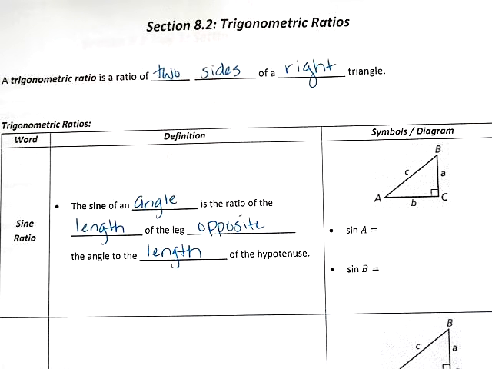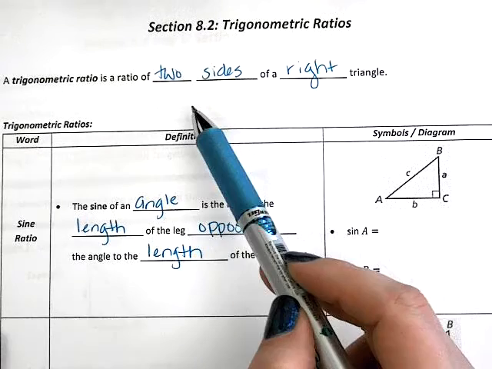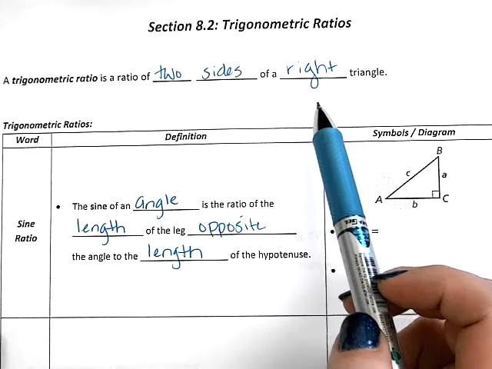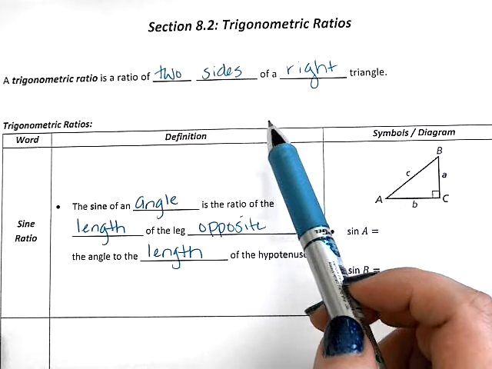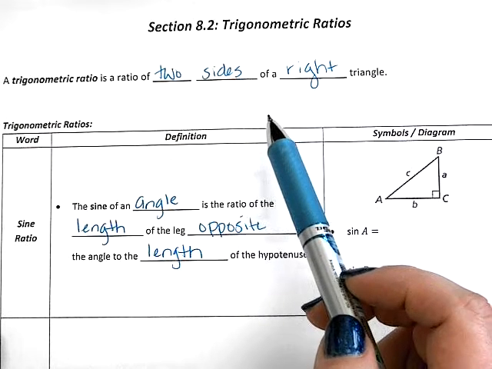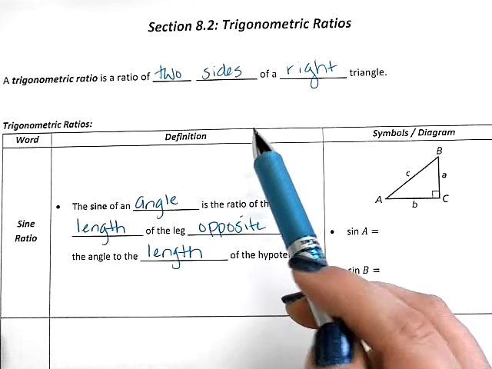But section 8.2 is about trigonometric ratios. So a trigonometric ratio is a ratio of two sides of a right triangle. All right, and there are three trig functions that we're going to talk about. There's six in total, but we're only going to talk about the first three for now.